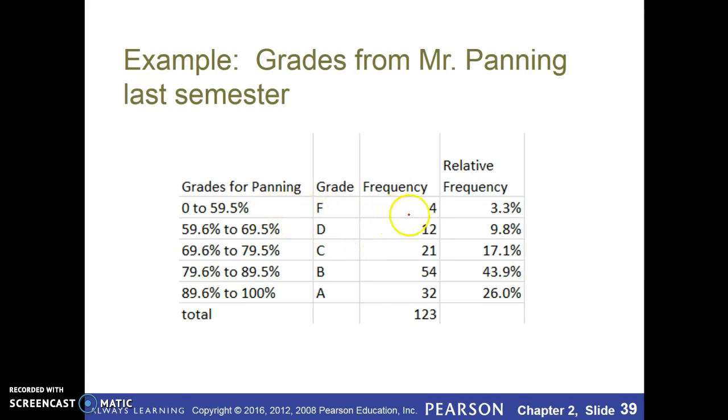Last semester I had 4 students that had me as a teacher and got an F, 12 had D's, 21 had C's, 54 had B's, and 32 had A's. They say that your average should be a C, but at Homestead our average is a little bit more than a C. I would say our average is close to a B, at least with the classes that I've taught. This is an example of what we were talking about, where 79.6 to 89.5 would be B's, and 89.6 to 100 would be A's, and that's a continuous response.